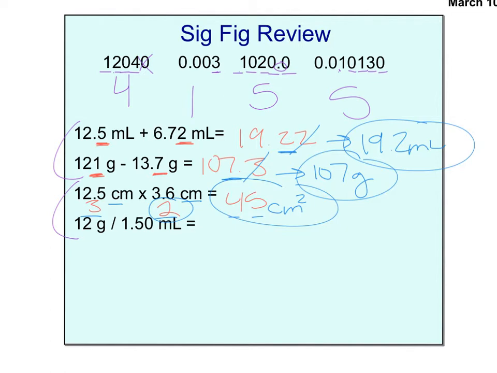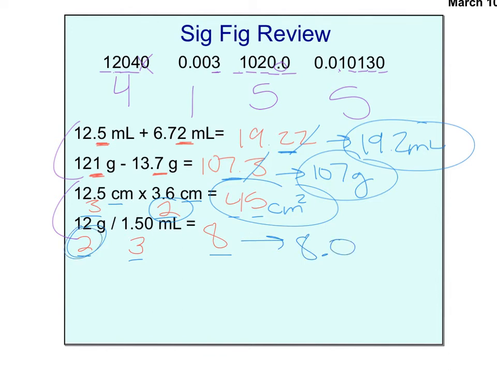For this last one, multiplying and dividing have the same rule. So again, we're going to count the number of sig figs. 12 has 2, 1.50 has 3. The first thing, again, you should do is just do the math. When I type in 12 divided by 1.50, my calculator spits out an 8. Going back to the beginning, we have 2 sig figs and 3 sig figs. So at the end of the day, I should have 2. But right now, notice how I only have 1. So what I need to do is add a sig fig by writing 8.0.